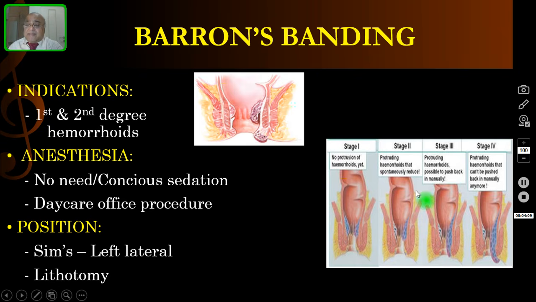You can see the 4 degrees or 4 stages of hemorrhoids. In first degree, the internal hemorrhoids won't protrude outside. In second degree, the internal hemorrhoid will protrude outside, but it will get reduced. In third degree, it will protrude outside, but it needs manual reduction. You have to manually reduce it, otherwise it won't get reduced. In fourth degree hemorrhoids, there is prolapse, but even manually you cannot reduce it.